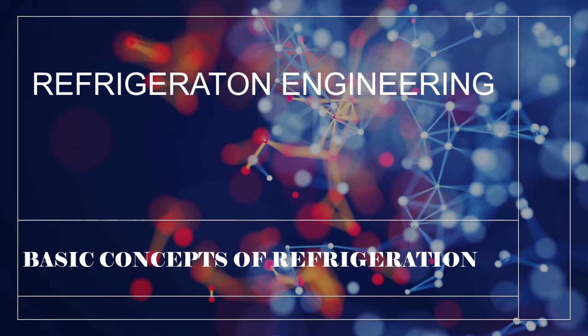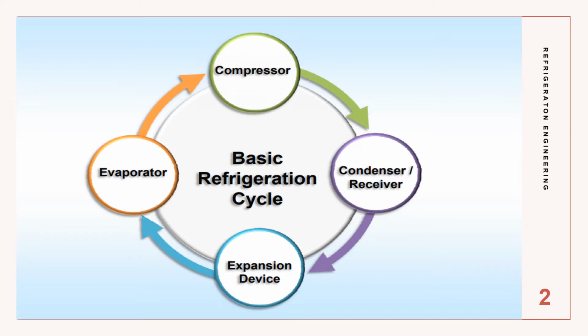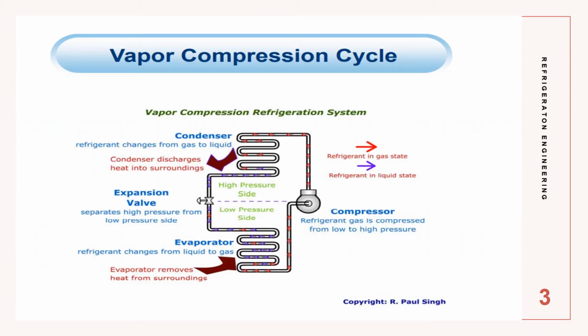Topic is refrigeration engineering. Basic concept of refrigeration. Okay. Basic refrigeration cycle we have from expansion valve going to evaporator, then compressor, then condenser, then back to expansion valve, another cycle again. That's the basic refrigeration cycle.